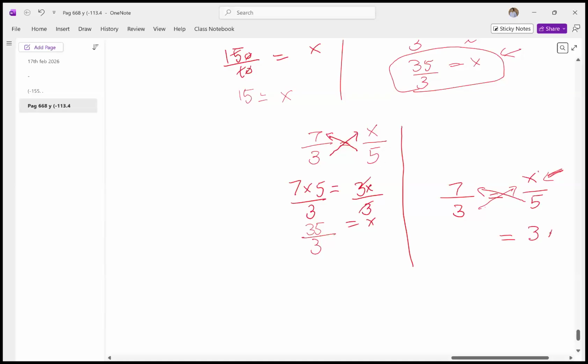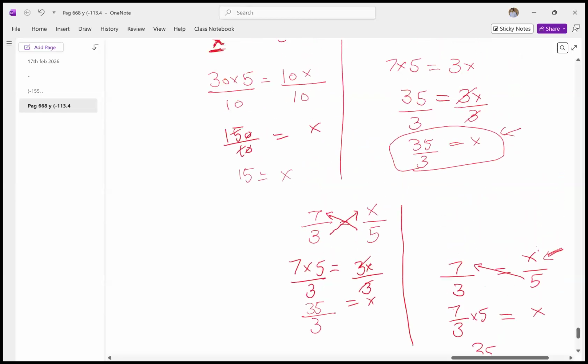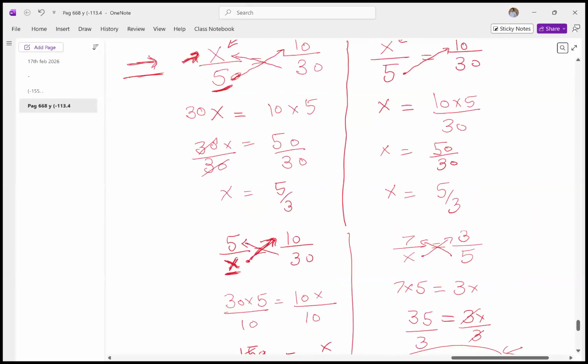So, as I said, if you don't move it in this case, you can just move it on this side. 7 over 3 multiplied by 5 is equal to 35 over 3. Okay, so both lead to the same answer. So that was about the cross multiplication. That's how we do the cross multiplication.